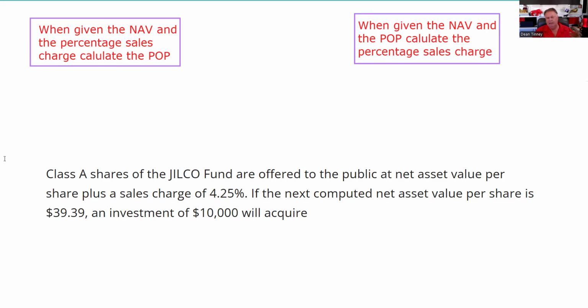That's important because if that comes up more than 8.5%, we know we're looking at a closed-end fund because we should know 8.5 would be the maximum load. All right, let's look at the question in this scenario.